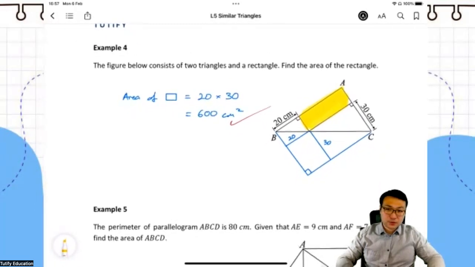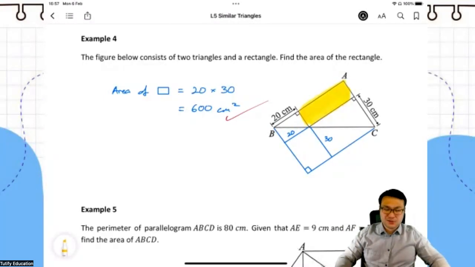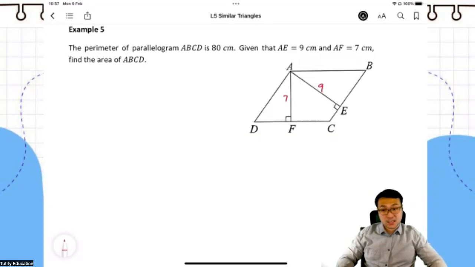Sometimes we have to draw our own diagram. We have to create an extension of the diagram. So we need to think out of the box, especially in cases like that when we don't even have enough information. Let's look at example 5, everyone. They're telling us the perimeter of the parallelogram. But they also told us that AE is 9 cm, AF is 7. They're asking you to find the area of ABCD.